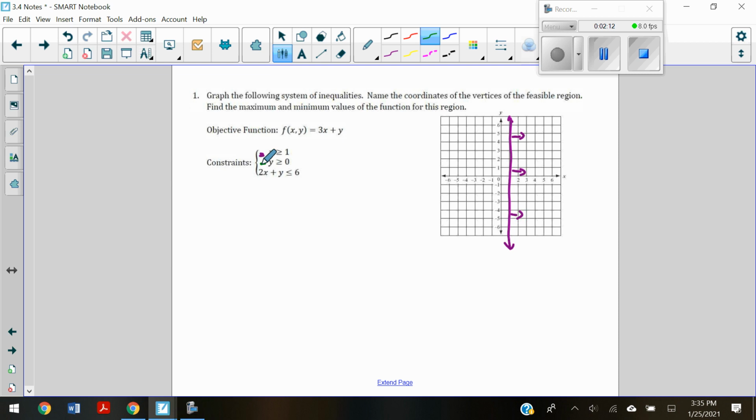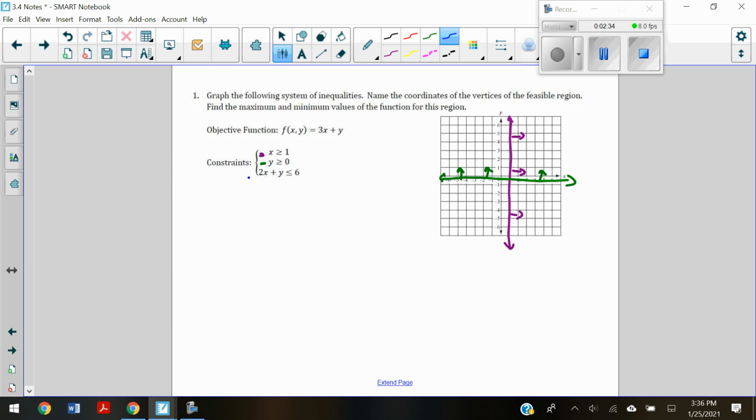All right, y is greater than or equal to 0. When it's a y-only inequality, we are going to have a horizontal line because it only occurs at 0, and it's a solid line because of the equals to. And greater than 0, that's all of our values that are above the line.